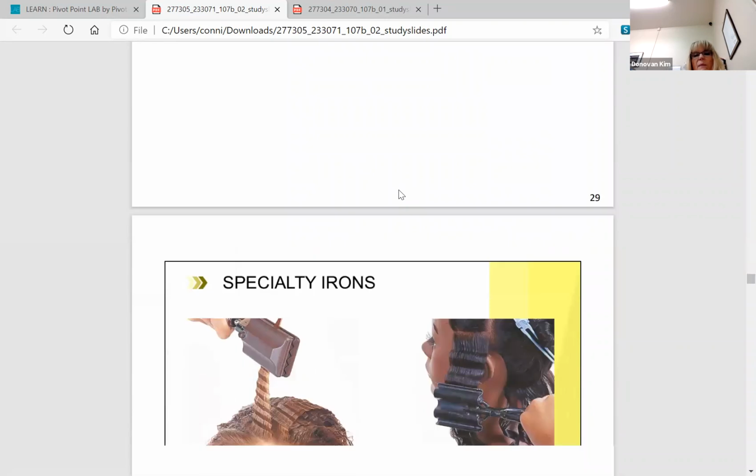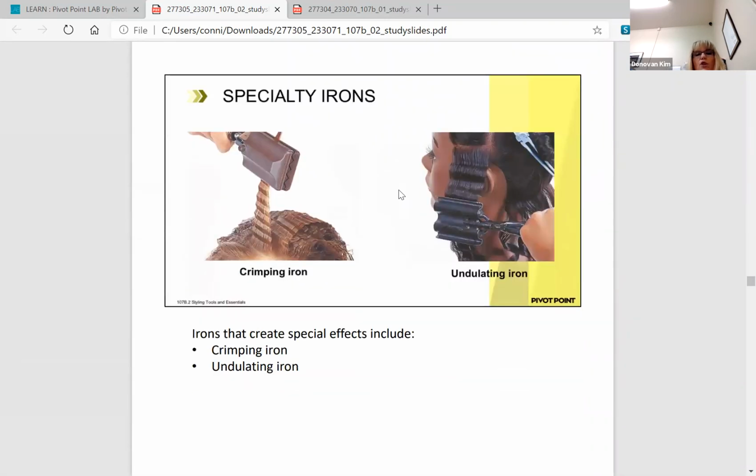Okay. Then we have specialty irons, which crimping irons consist of 2 plates that have an angular or a serrated pattern. And then the hair is positioned between the plates, which are closed on the hair to create a crimped or a zigzag pattern. That was super popular in the 80s.